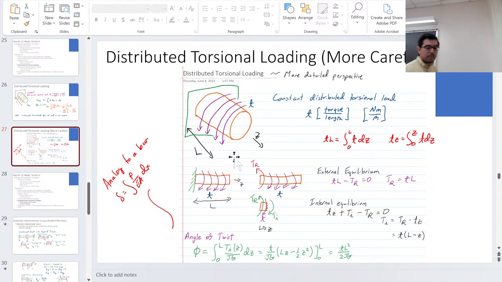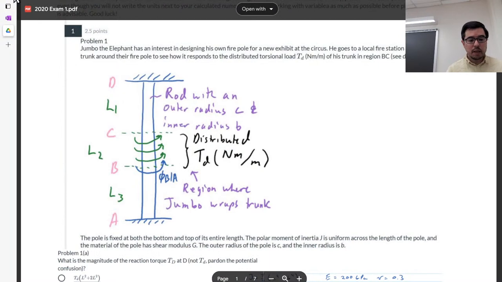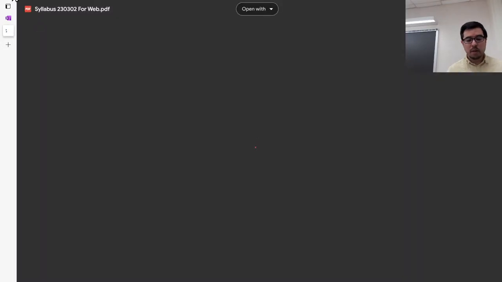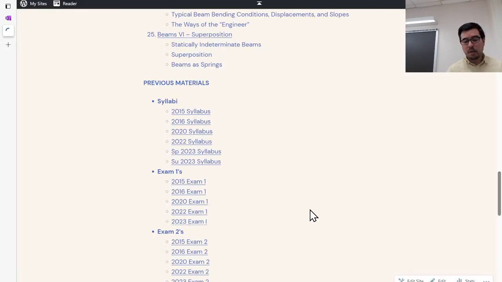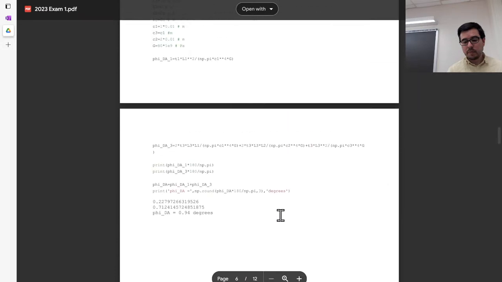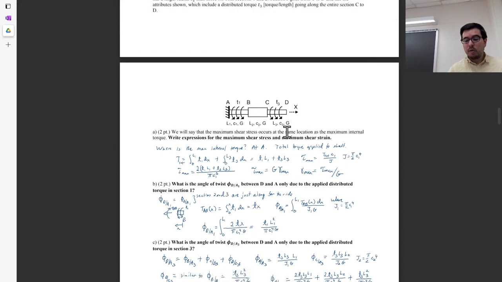Another example where this came up, very similarly, was in the last spring exam. Whoops, wrong one. With this one, if you go through it, what I was asking people to do is think about superposition, and thinking about what's along for the ride where, or what is the resultant torque that's being applied to the different parts of the system.